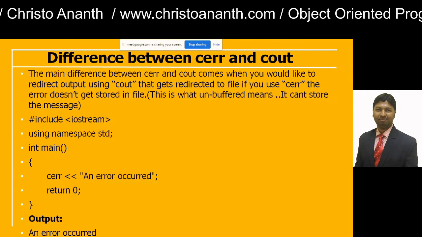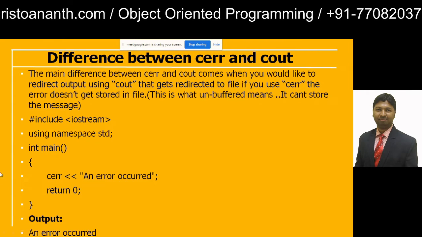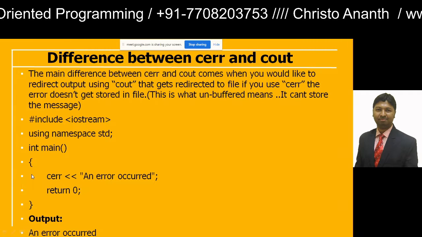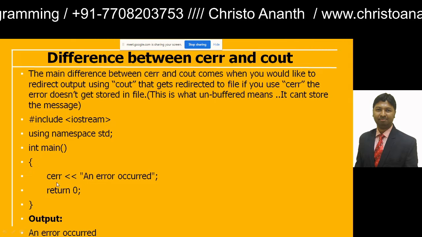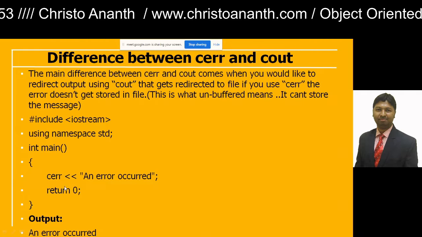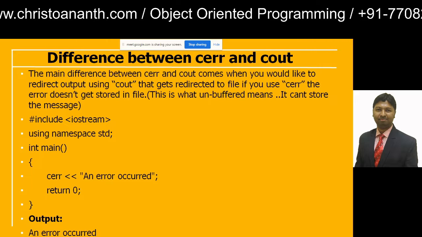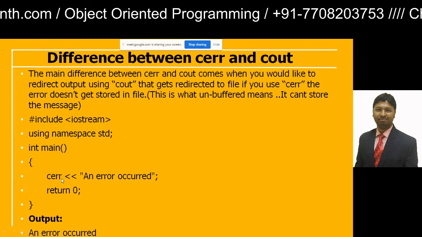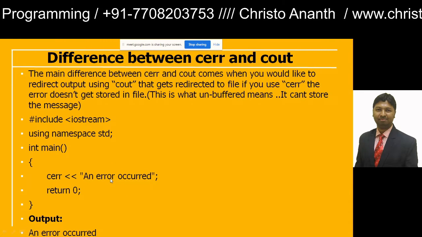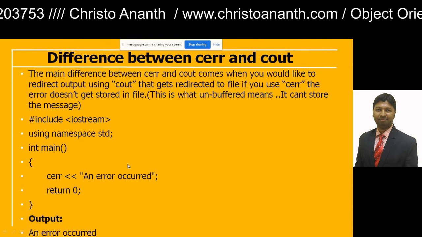So in the program we can use cerr. #include <iostream>, using namespace std, int main, and then cerr << "An error occurred", return 0. Of course we are printing the output, but here instead of cout you have cerr, which means that this error message doesn't get stored. Anyway, you are going to get the output "An error occurred", but it is not stored.